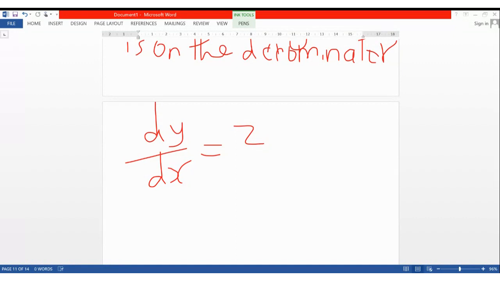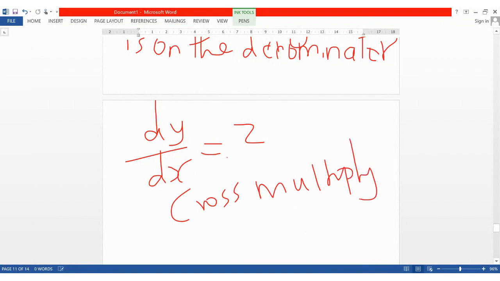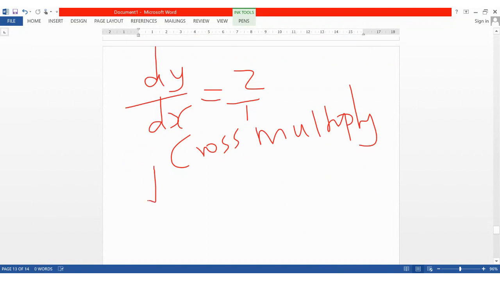You multiply both sides by dx, or in short, I can use a principle that I learned, cross multiply. So any number can be given as over 1. So when you cross multiply, you'll get what? dy is equals to 2 dx. Now, all of them are on the numerator. They are on one line. So it is now possible to integrate both sides.